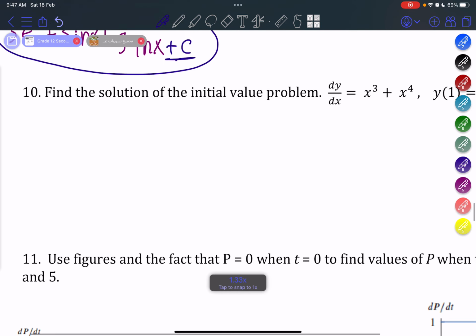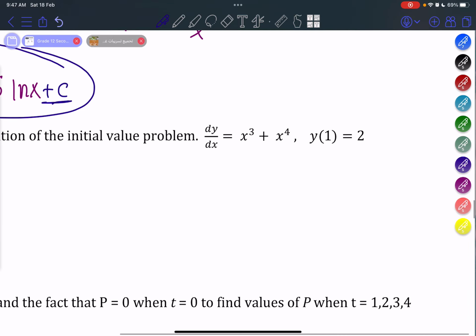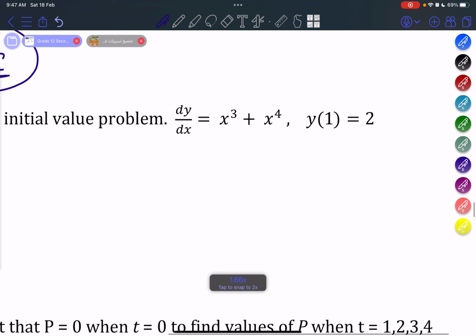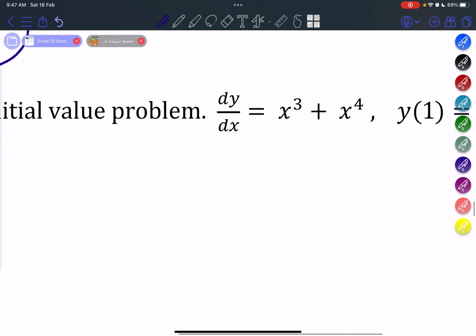Moving on to question number 10. Find the solution of the initial value problem. So initial value problems, they are very fun because you get to solve them step by step and everything makes sense.